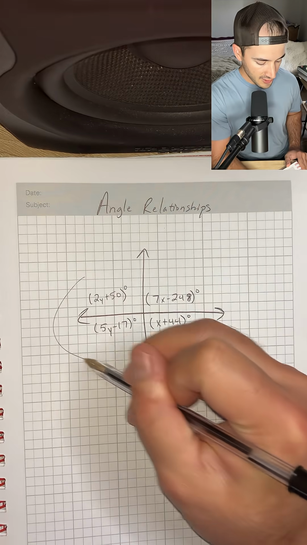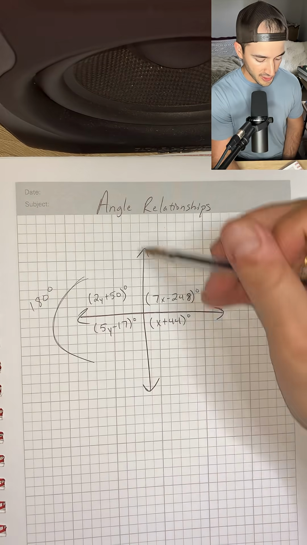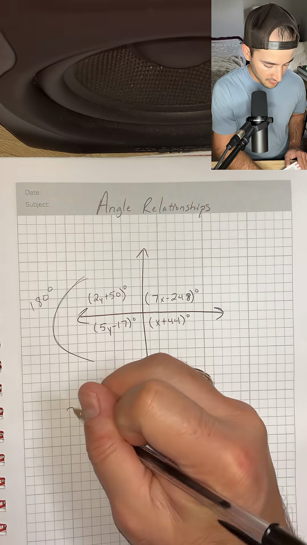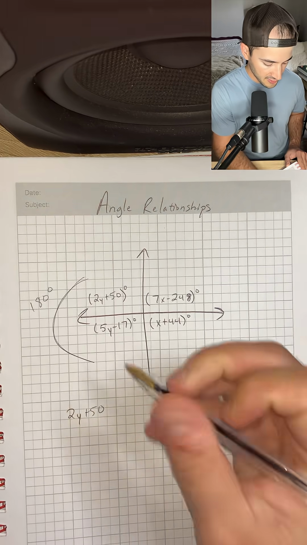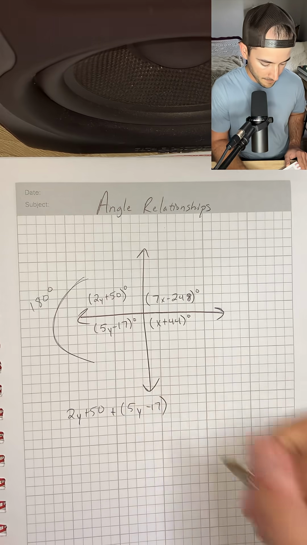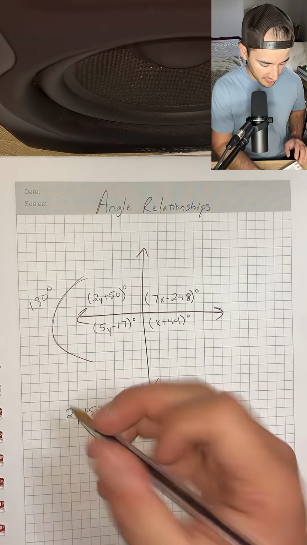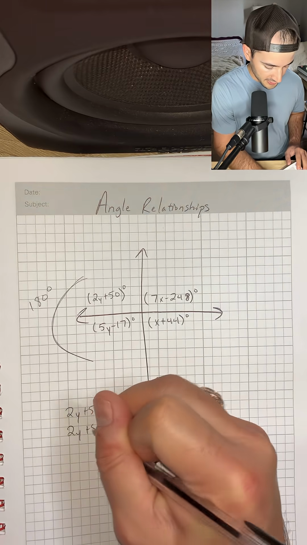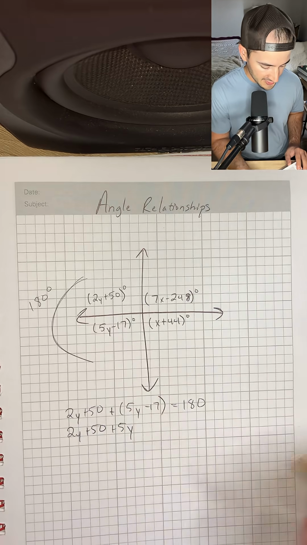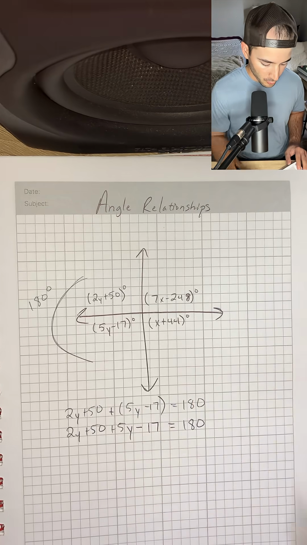So these two angles are going to add up to 180 degrees because they form a straight angle and they're supplementary. So that means that I can write 2y plus 50 plus 5y minus 17 is equal to 180. So now I'm going to go ahead and just rewrite this as 2y plus 50 plus 5y plus a negative, which is the same thing as minus 17, is equal to 180.